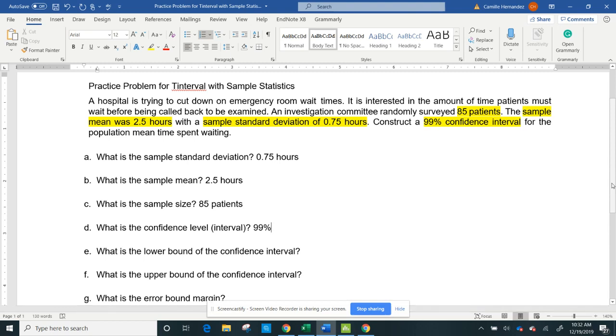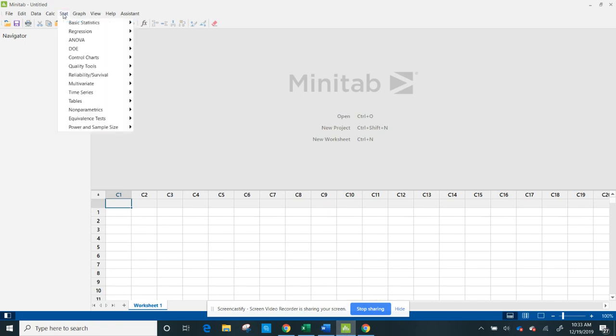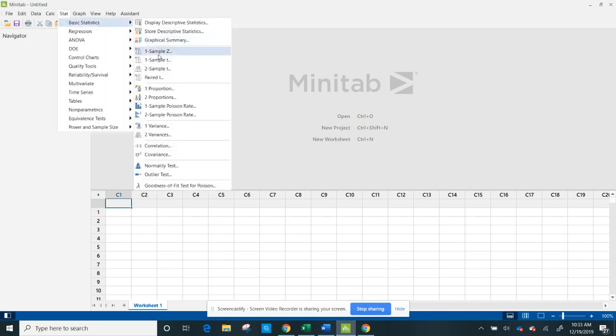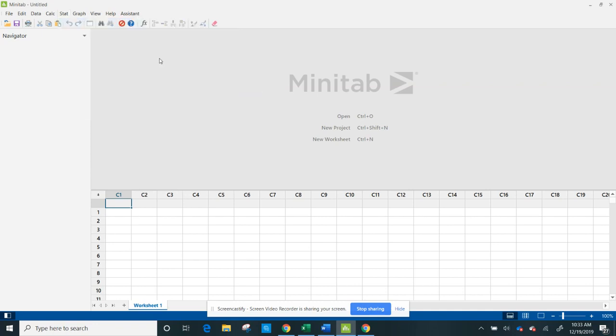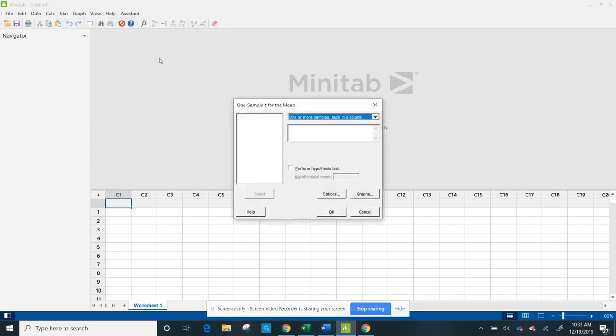So again, I have my sample standard deviation of 0.75 hours. And then I have my sample mean of 2.5 hours. And then I have my sample of 85 patients and my confidence level of 99%. I have everything I need. So now I'm going to go to Minitab, and then I'm going to go to Stats, Basic Statistics, and One Sample t. And again, I'm using a t interval because I don't have the population standard deviation. It was not given to me at all in that question.